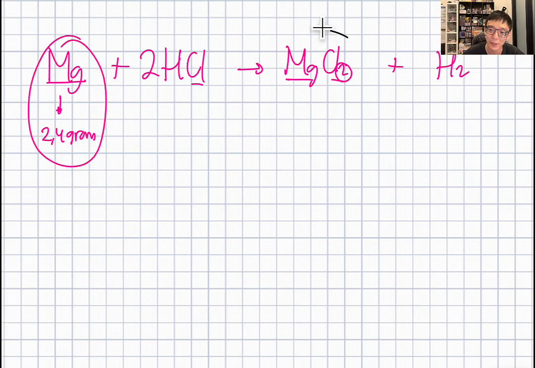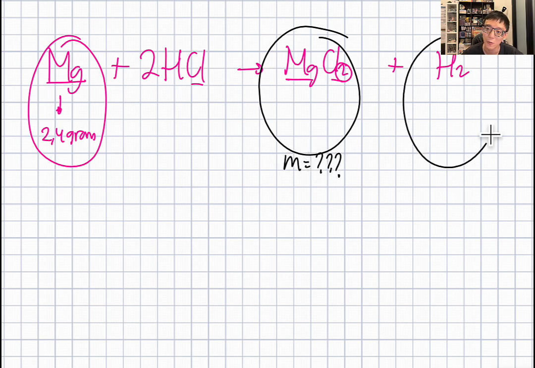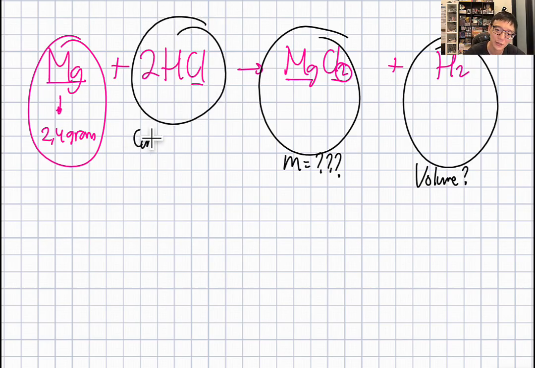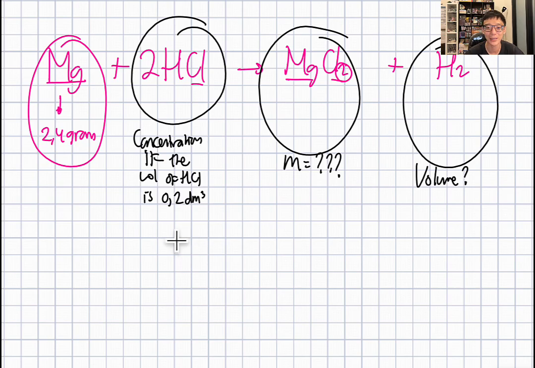Then the question would be: what is the mass of this magnesium chloride? What is the volume of this hydrogen gas? And what is the concentration of hydrochloric acid, if the volume of HCl is 0.2 decimeter cube or 200 milliliter? All of this can be answered if you find the mole of everything.